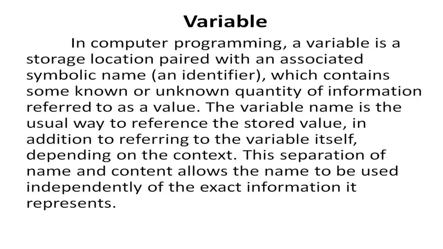Let's jump right in. In computer programming, a variable is a storage location paired with an associated symbolic name and identifier which contains some known or unknown quantity of information referred to as a value. The variable name is the usual way to reference the stored value, in addition to referring to the variable itself, depending upon the context. This separation of name and content allows the name to be used independently of the exact information it represents. That sounds complicated, but it's not.